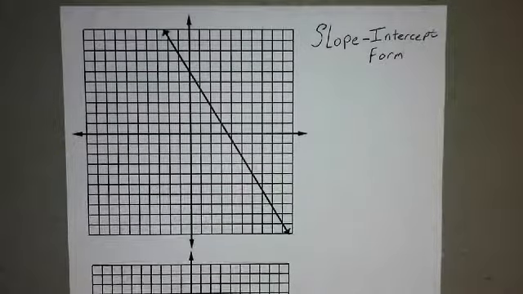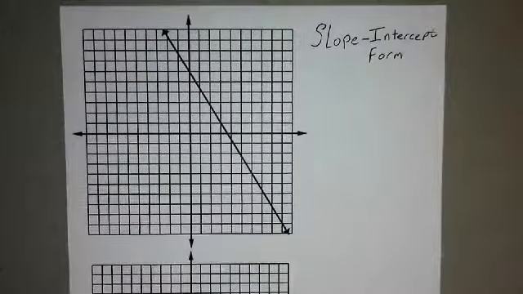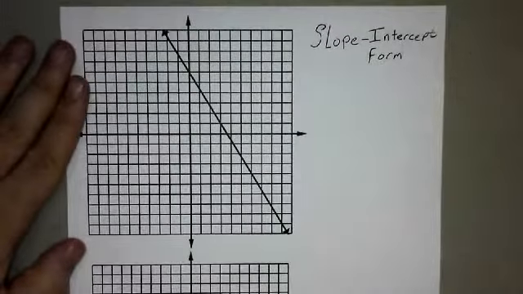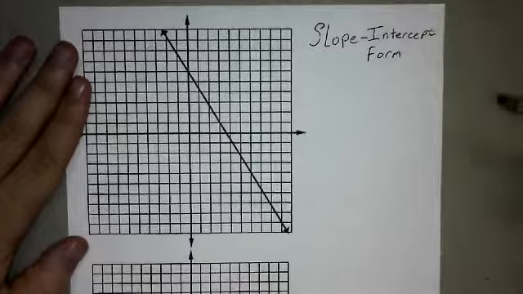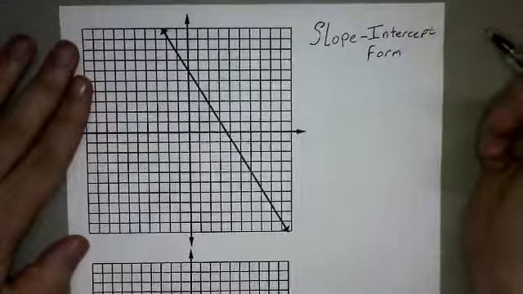I'm a math teacher at Conroe High School, and I'm just going to quickly explain how to get the equation of a line from a graph and put it into slope-intercept form. So there are two things we need for slope-intercept form. Those are our slope and our intercept.